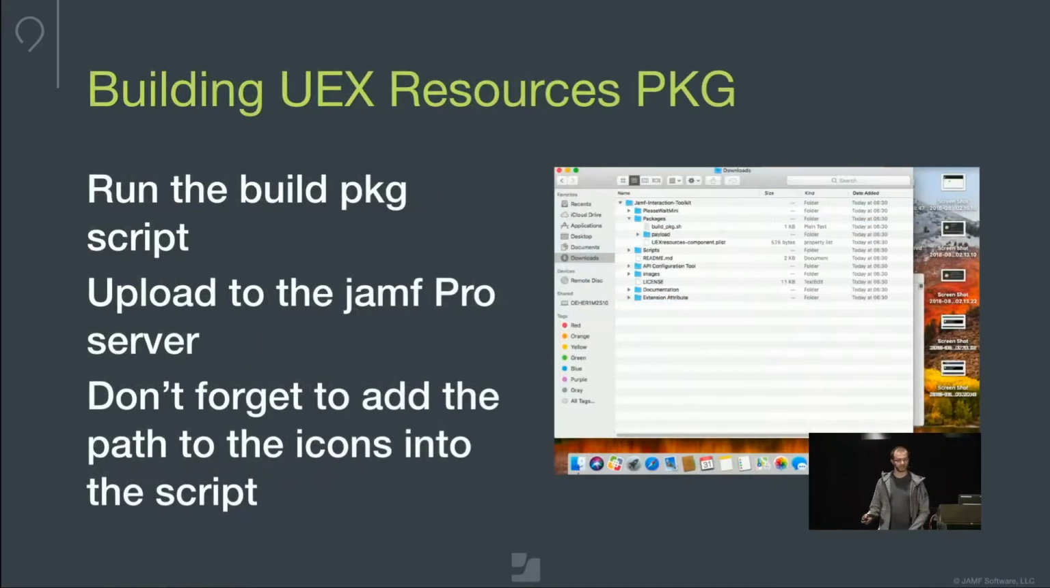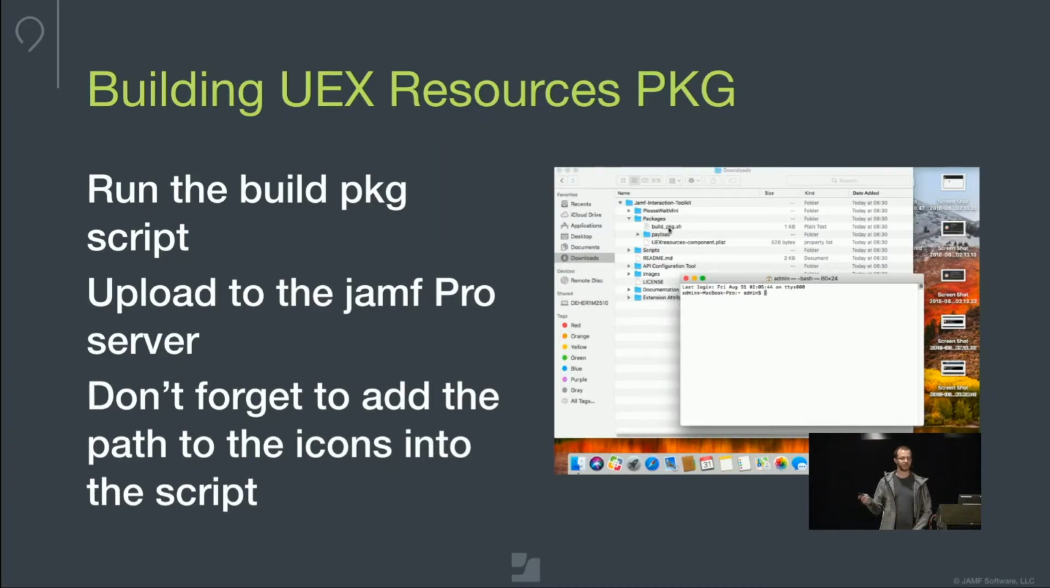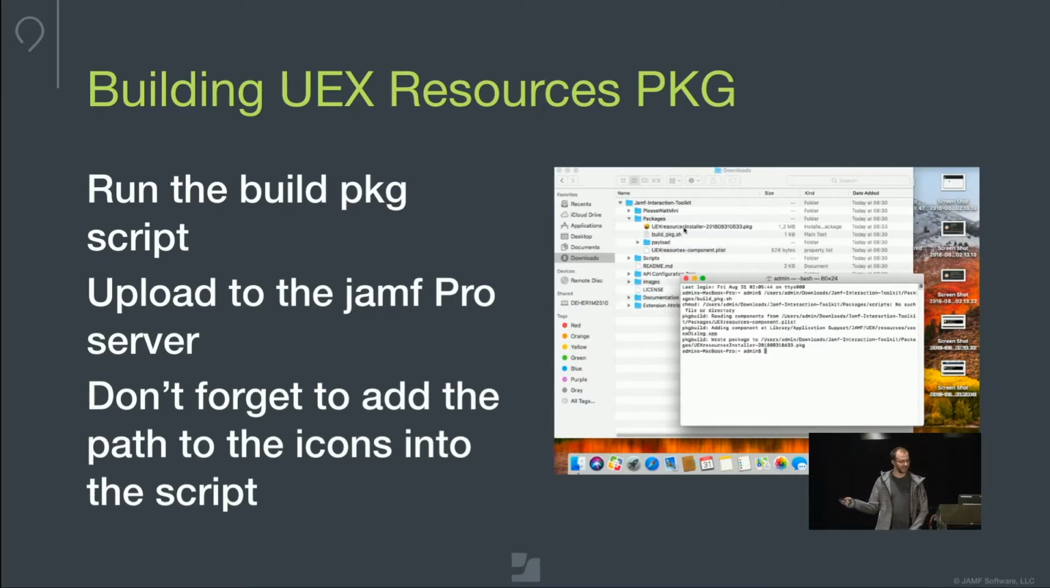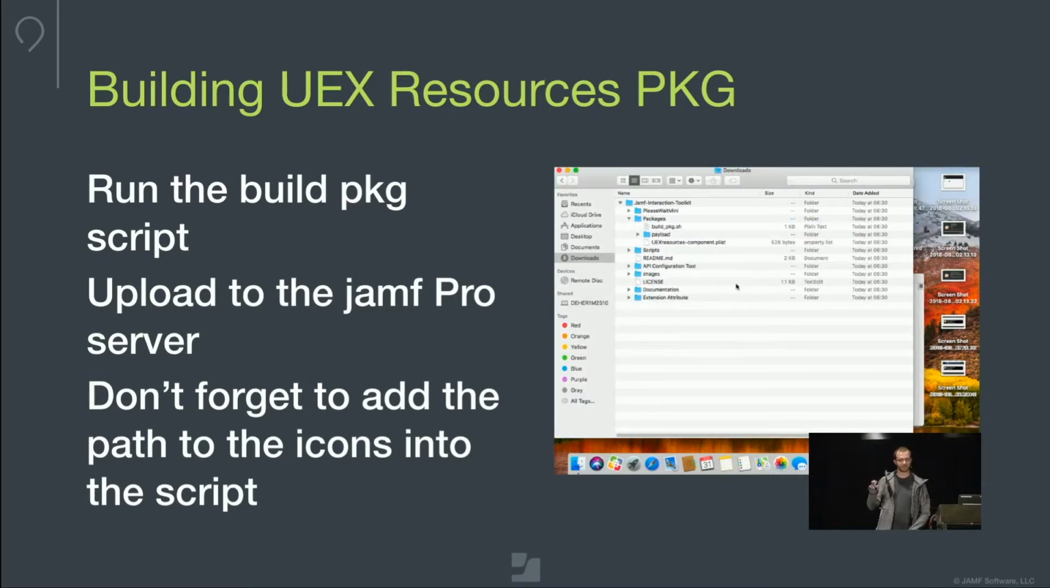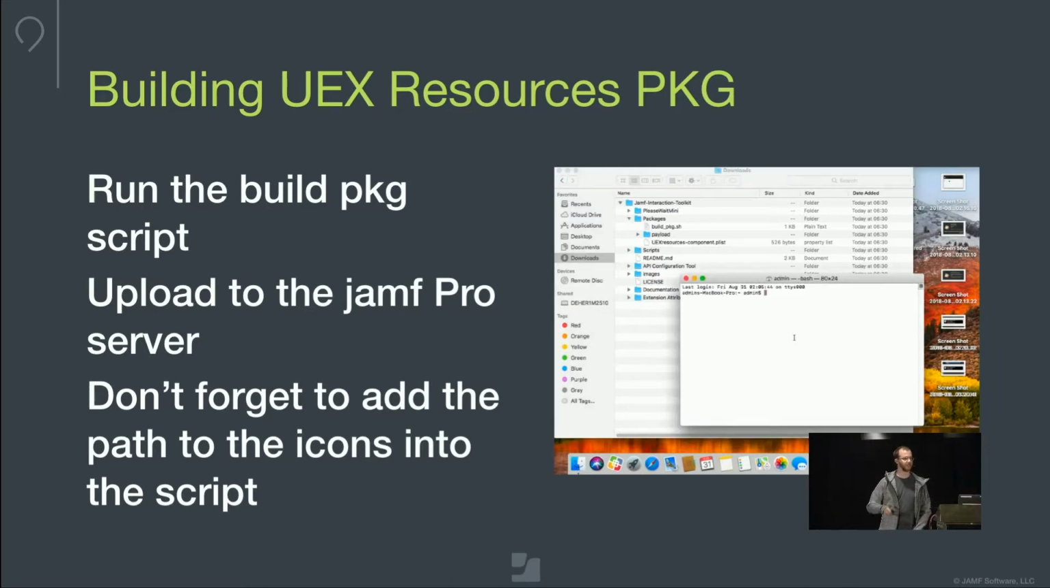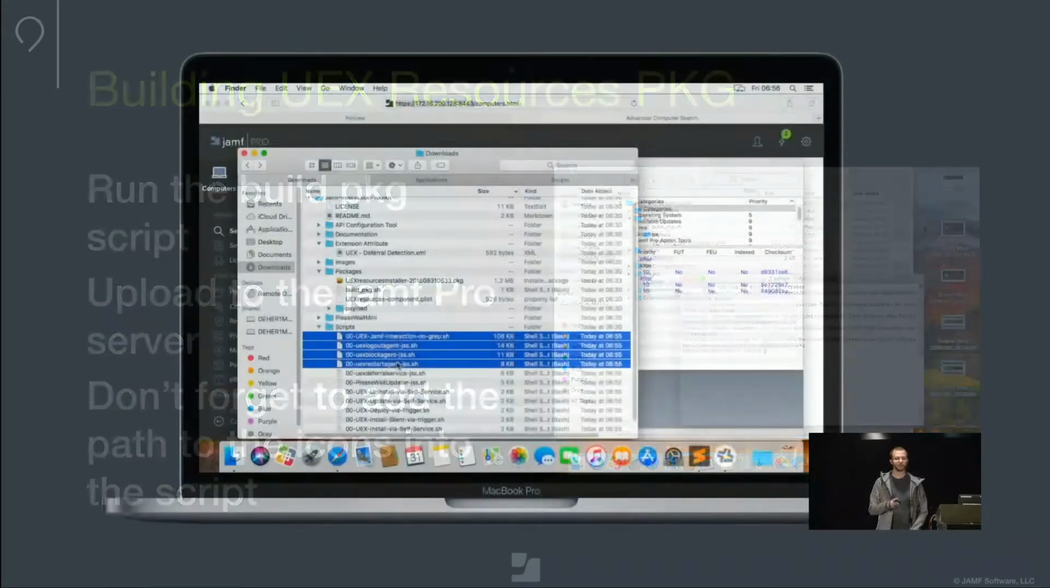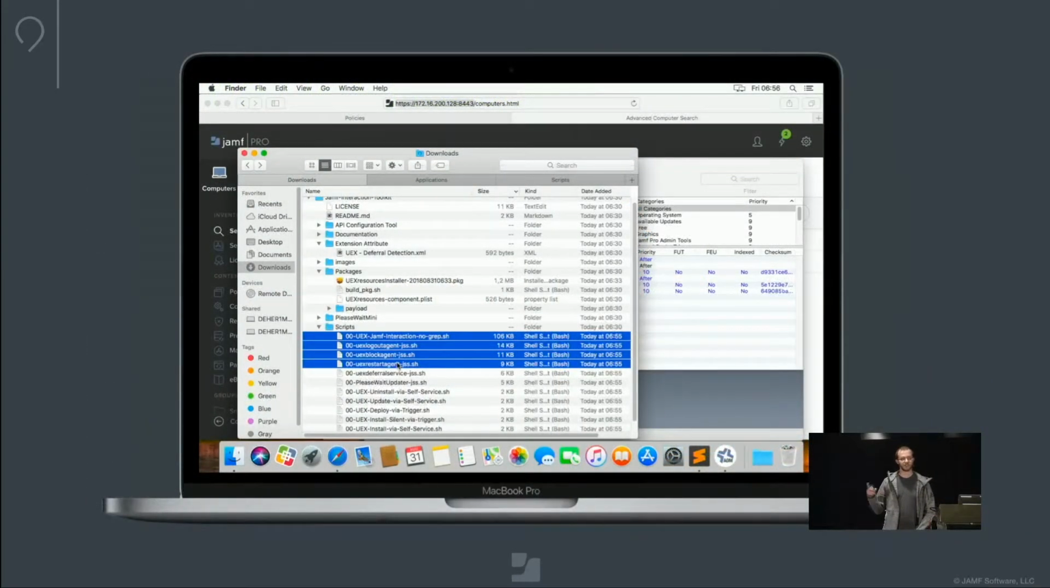To build the package for your UEX, I included a build package script that I stole from SplashBuddy. And you simply just drag the script, you add stuff to your payload, you drag the script into terminal, and then it'll build your package. Okay? And then you upload that to your Jamf server. But don't forget to update the icons in the scripts that I specified earlier. Okay? The path to the icons that you want. So now this is the fun bit. This is setting it up on a Jamf Pro server.